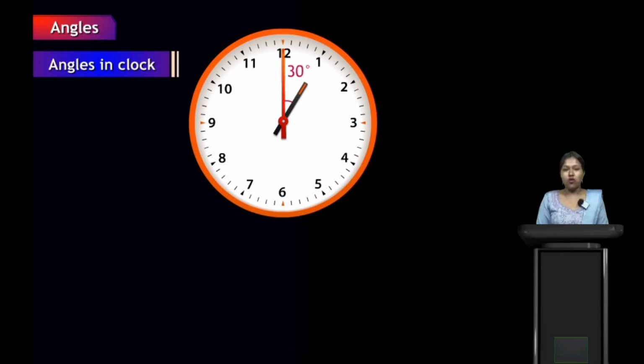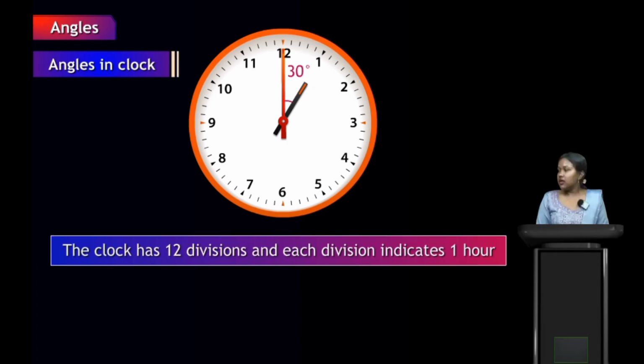Okay, now let's see another one. When 1 hour has passed, what will happen? The clock has 12 divisions, right? And each division indicates 1 hour. Okay, 1 hour equals, how are we going to calculate?